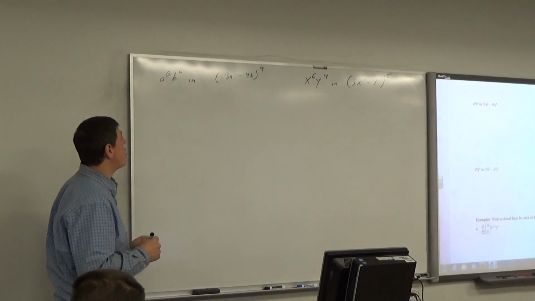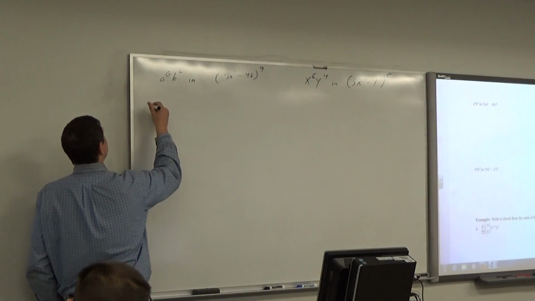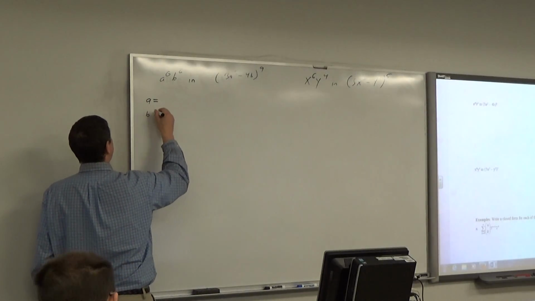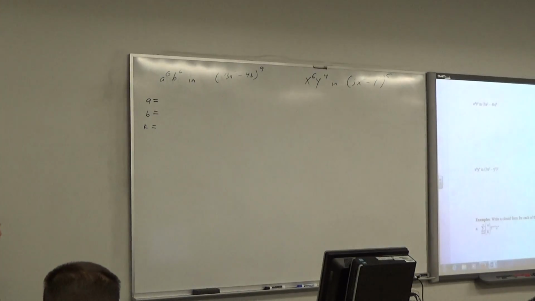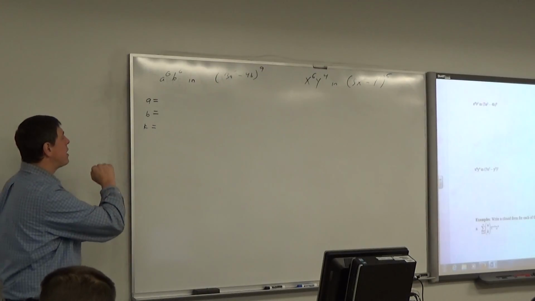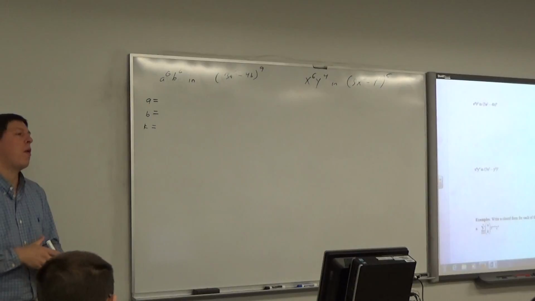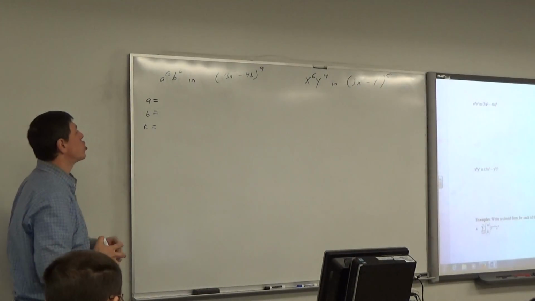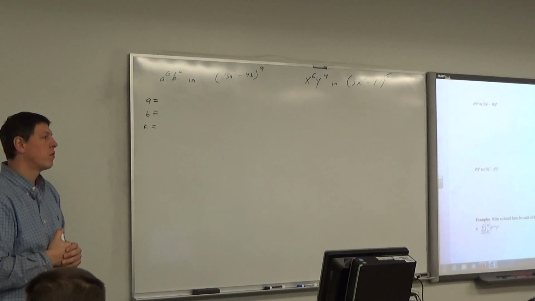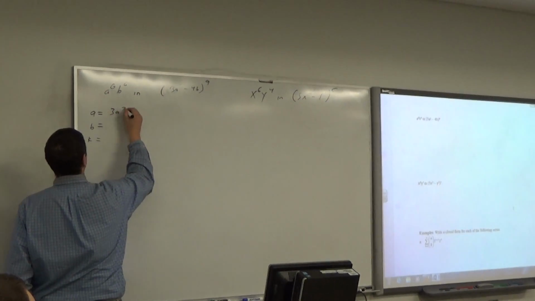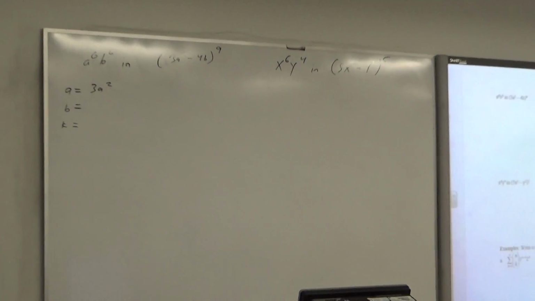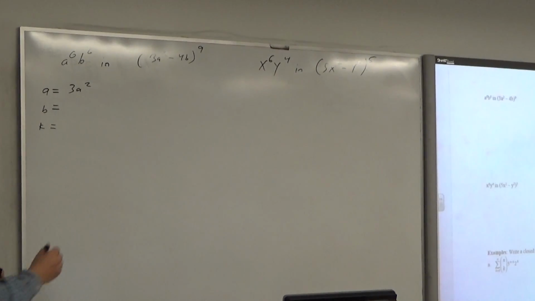Okay, so I think what we might want to do is identify a, b, and k in this problem. By the way, when we say a, b, and k, we're talking about the expanded form of the binomial theorem. So in this problem, what's a for us? 3a squared. It's the first term. Thanks. Okay. So we're going to say that a is represented by 3a squared. B would be represented by what, guys? Negative 4b. Okay, don't forget your sign there.